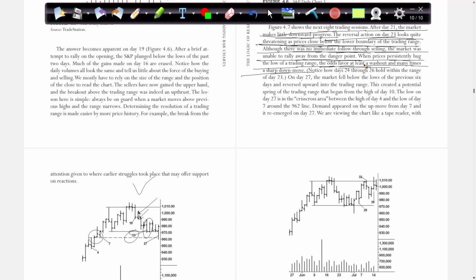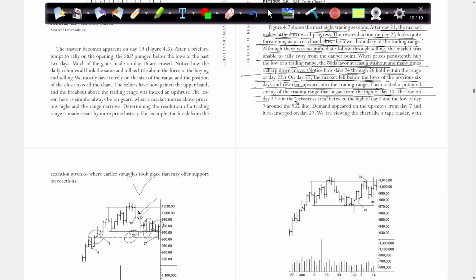a sharp down move. Notice how days 24 through 26 hold within the range of day 23. On day 27, the market fell below the low or lows of the previous 6 days and reversed upward into the trading range. This created a potential spring of the trading range that began from the high of day 10.